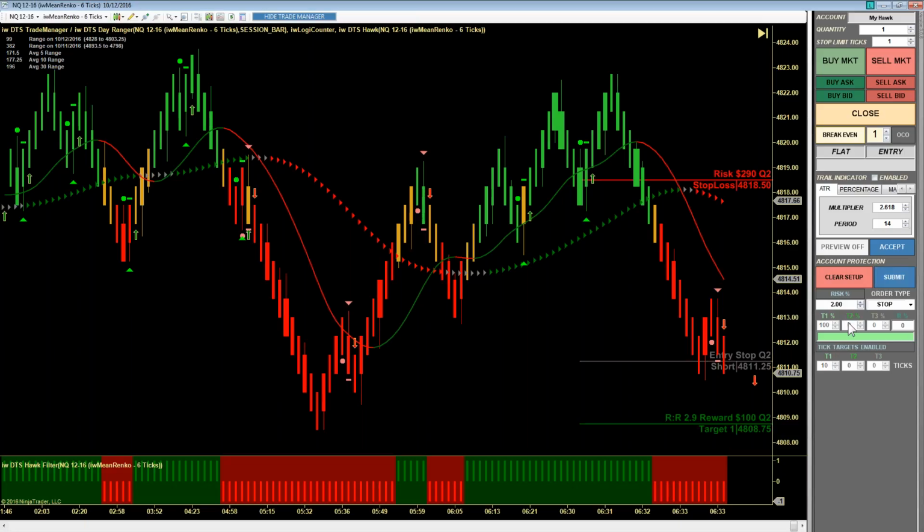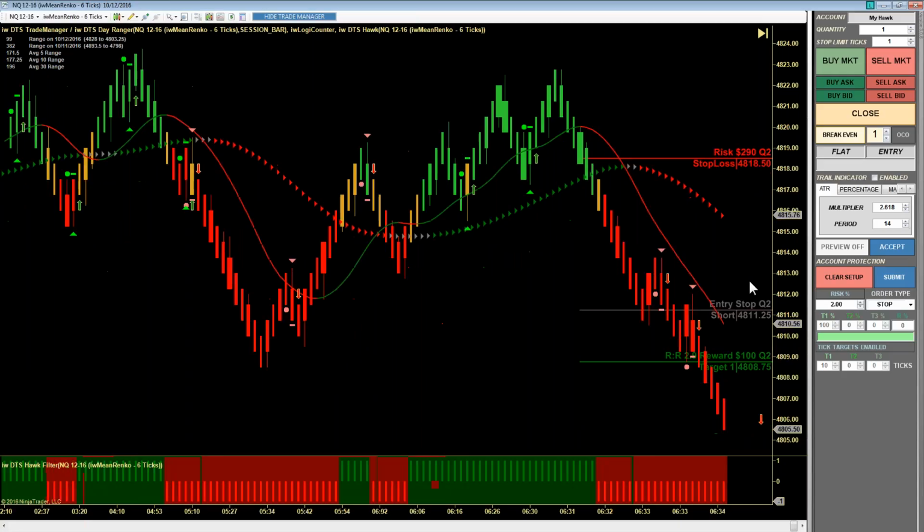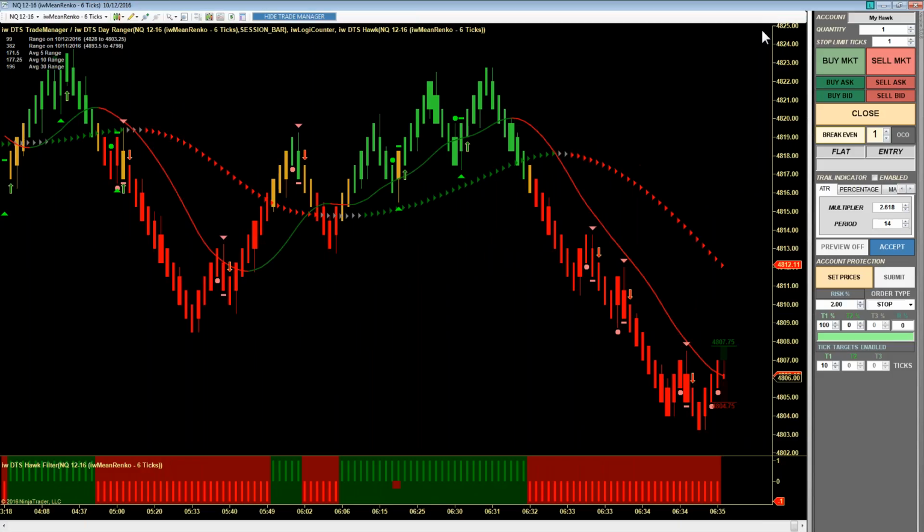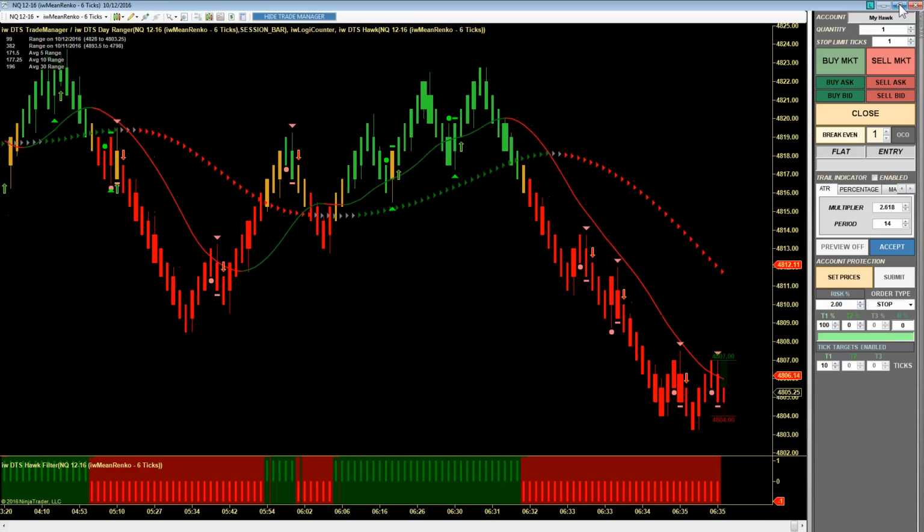The tool I'm using here on the right is the Trade Manager. I'll talk about that a little bit. And you can see that would have been a very nice little start to the day. But that's all right. It's still early. We're only a few minutes into the session. I'm sure we'll get another signal.